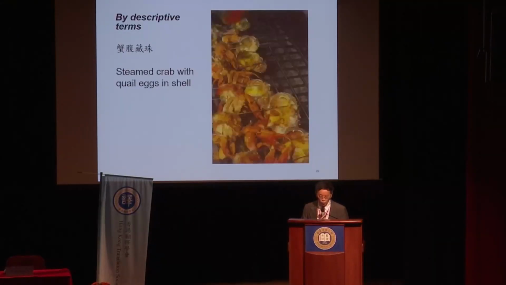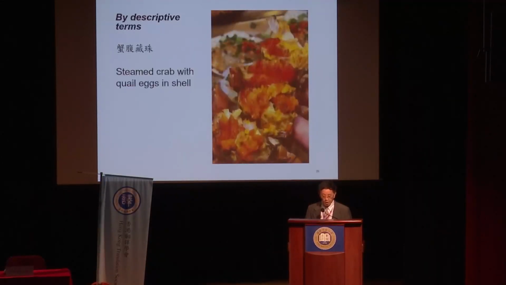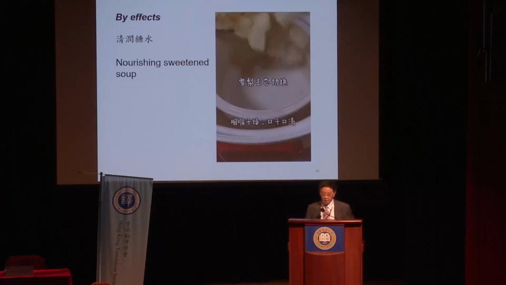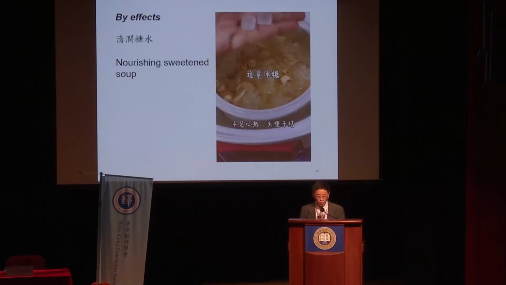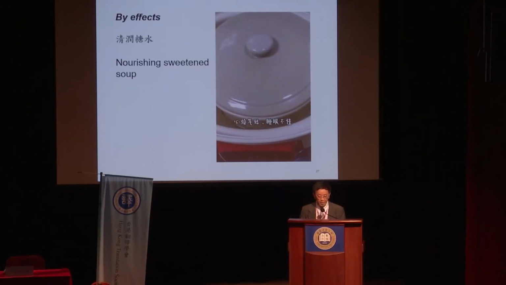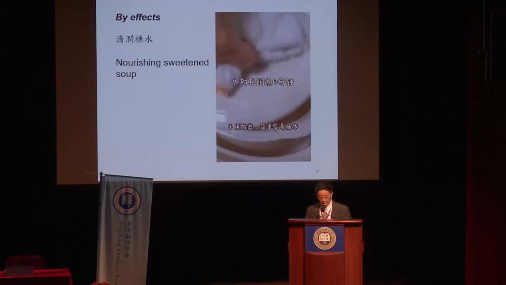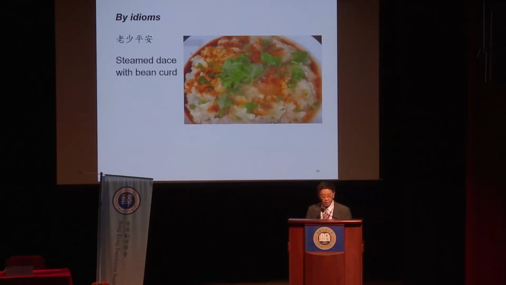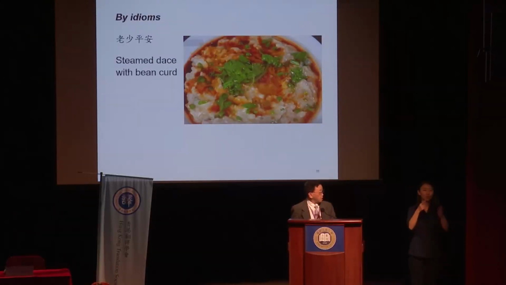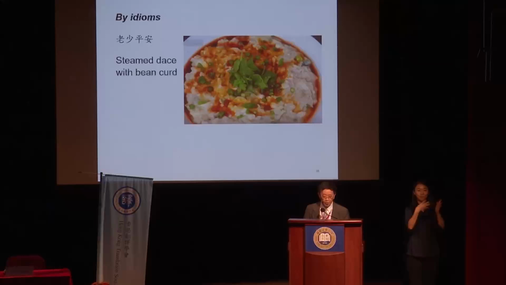血腹长猪, it has something to do with crab, with quail eggs in shell. And then we have this, by effects, 清润糖水, nourishing sweetened soup, which we often consume as a dessert after a meal. Then we also use idioms in our naming. It's 老少平安, steamed days with beancurd.